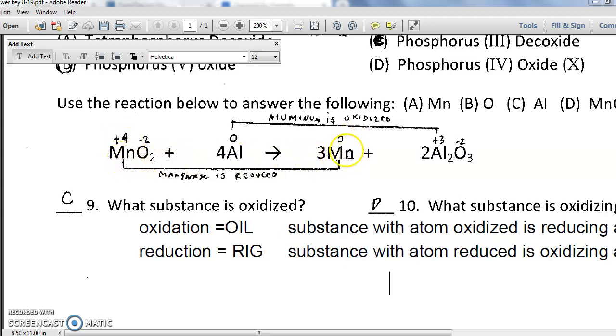Over here, manganese is by itself, so it's a 0. So manganese goes from +4 down to 0. That number is being lowered. That number is undergoing a reduction. 4 down to 0 is a reduction. Reduction means you are gaining. Reduction is gaining electrons or gaining control of electrons. Here, the manganeses are actually gaining control of electrons.